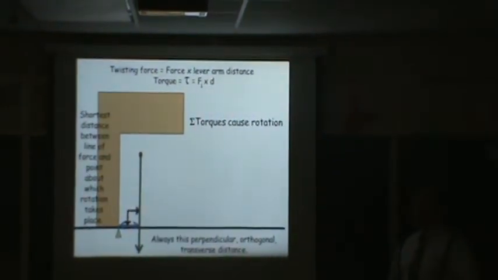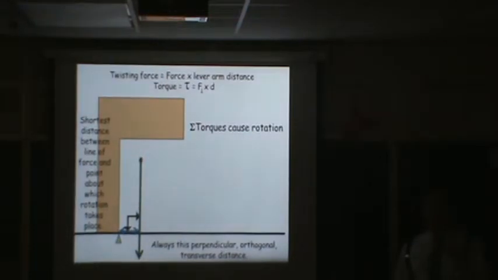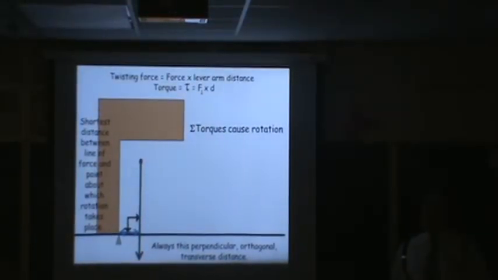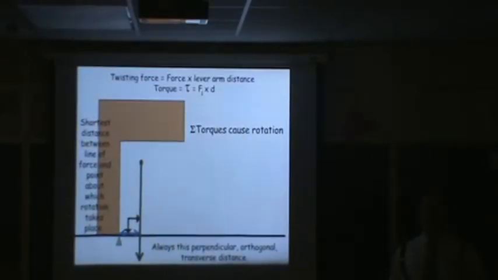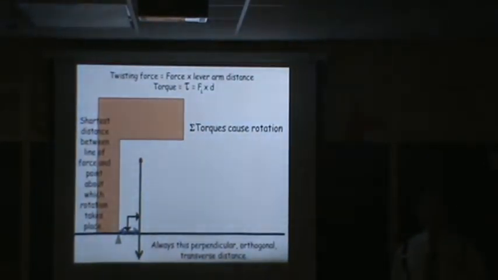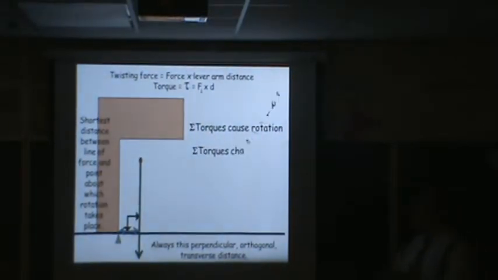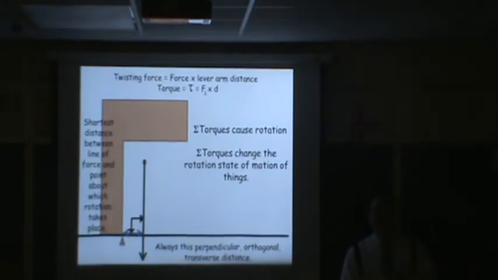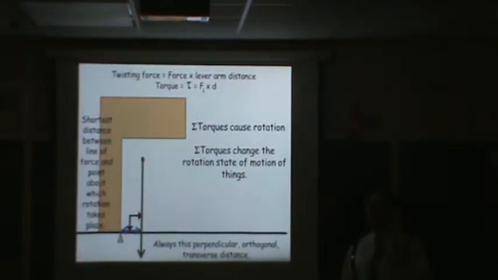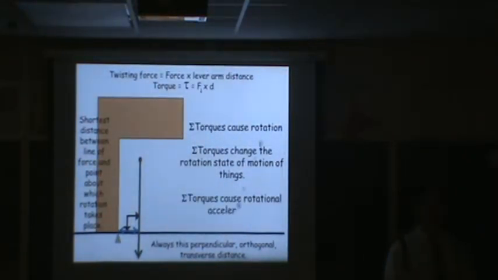Net torques make things undergo rotational acceleration. If something's not rotating and it starts to rotate, it's because there's a net torque acting on it. If something's rotating and it stops rotating, it's because there's a net torque acting on it. Net torques change the rotational state of motion of things, just like net forces make things undergo linear acceleration.